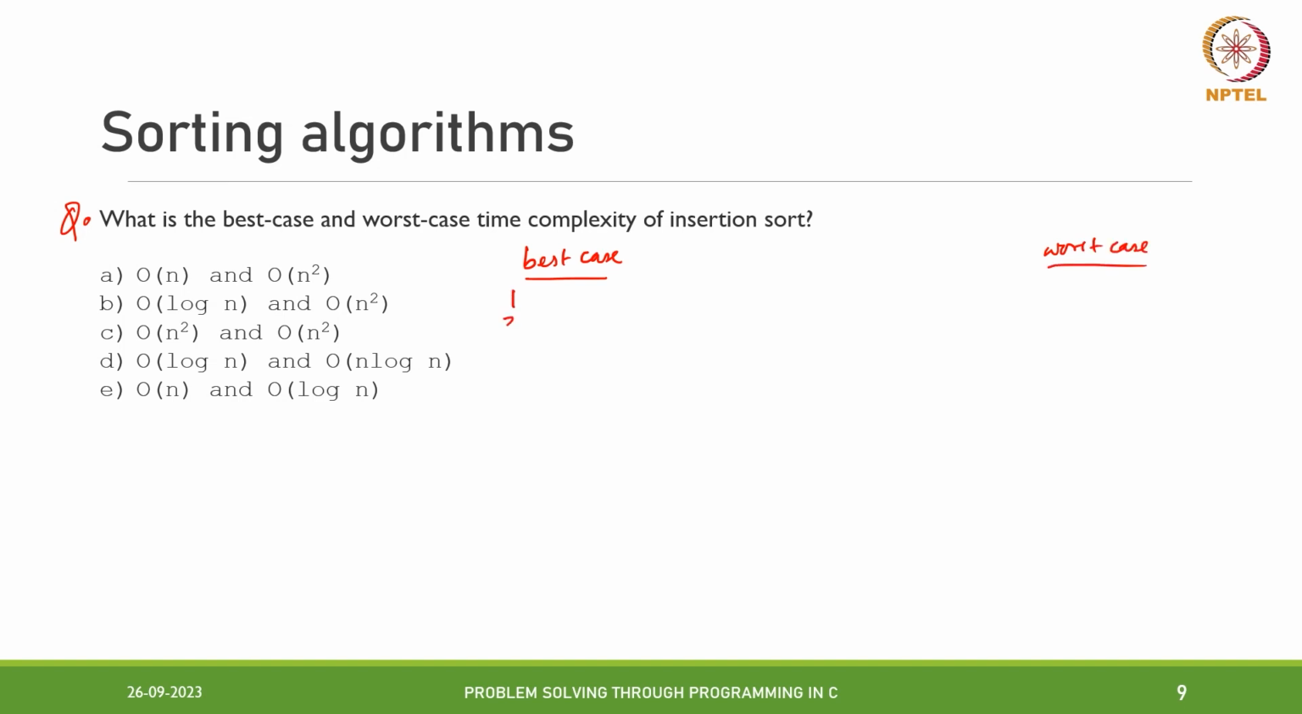So the best case would be 1, 3, 4, 5, 9. The worst case would be 9, 5, 4, 3, 1. Okay, now this is our input. Alright, now let us do the passes for each of them. I'll start with the worst case time complexity.